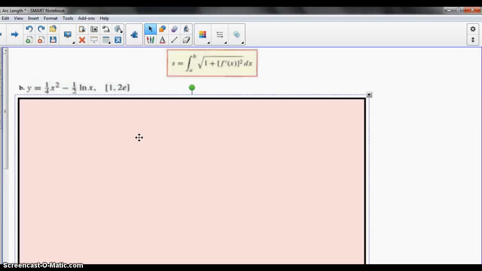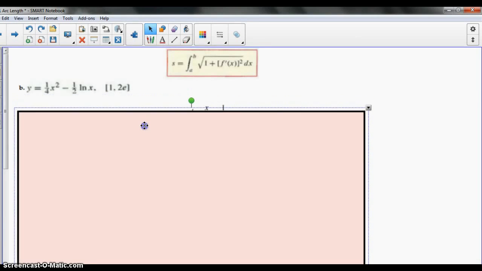This time we'll switch it up and add in some logarithms and an upper bound of 2e just to see how that works. So like before, we're going to use the same exact formula, and the steps will be find the first derivative, then we're going to square it, add 1 to the total, see if we can rewrite it as quantity squared, find the square root, and then see if we can integrate the resulting expression.